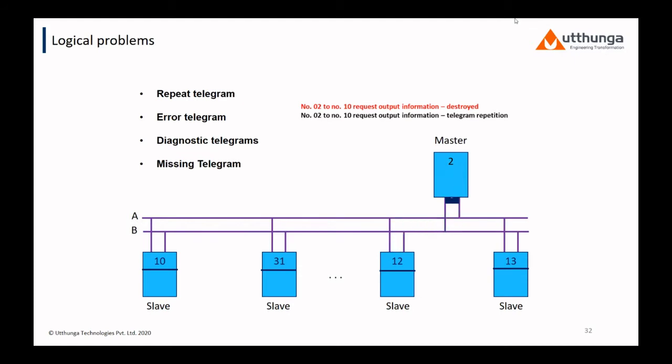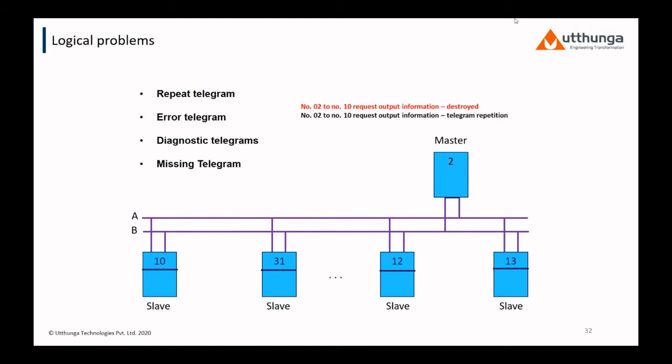What are the types of error telegram? If you go to the coding technology, you can see parity error, like 01 is changed to 10. These kinds of errors will come into the data. Thus, your slaves will not respond as requested.